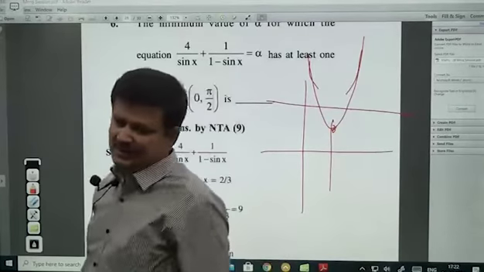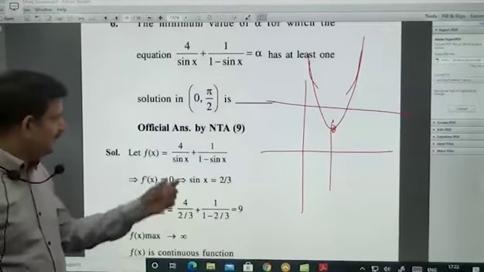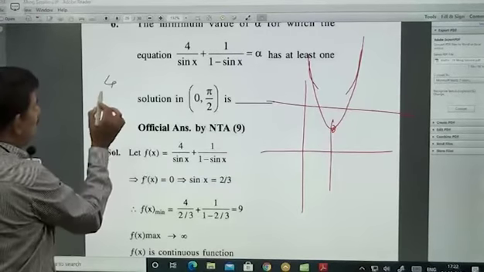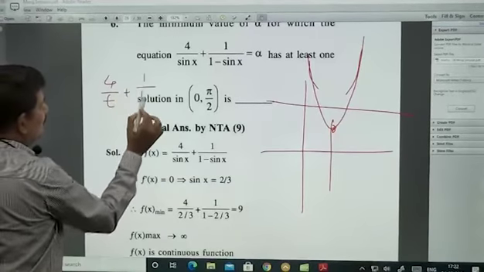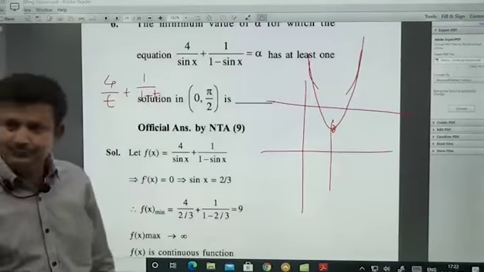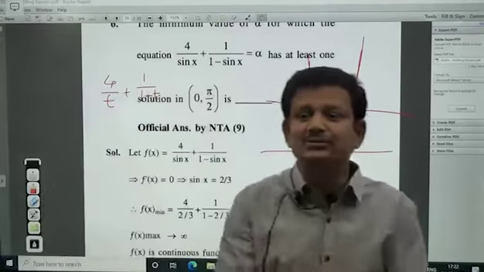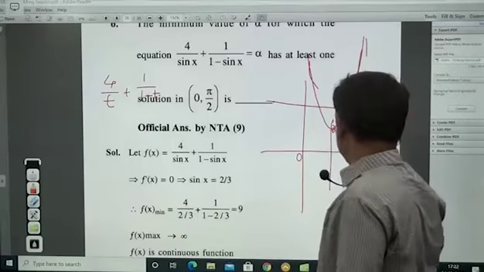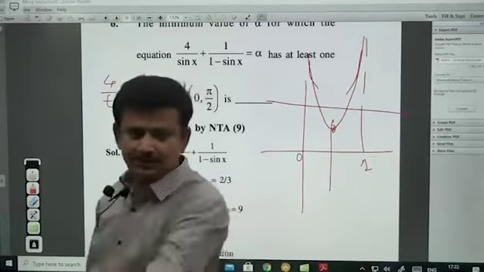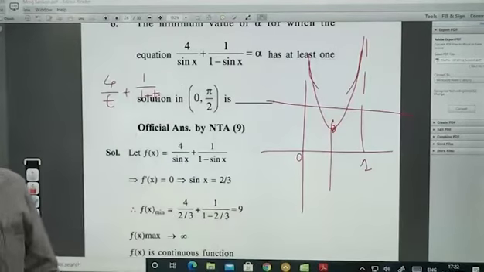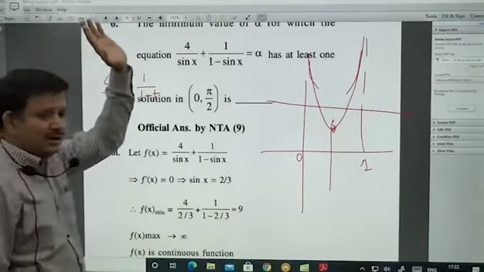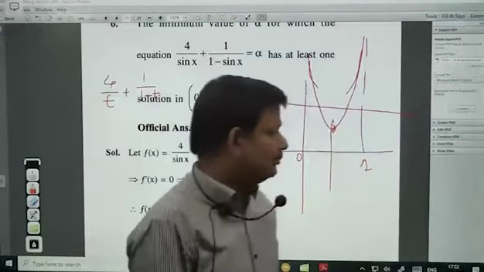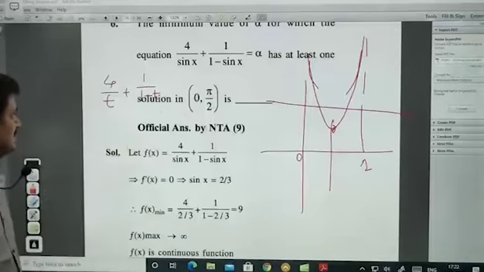He is differentiating. I need not keep sin x here. You can just take 4 by t plus 1 by 1 minus t. Here t is ranging from 0 to 1. Your observation can be from 0 to 1. Replace sin x by t. t is also an increasing function, so there will be no variation in the nature of the graph of the function, especially between 0 to pi by 2. So, now differentiate this.